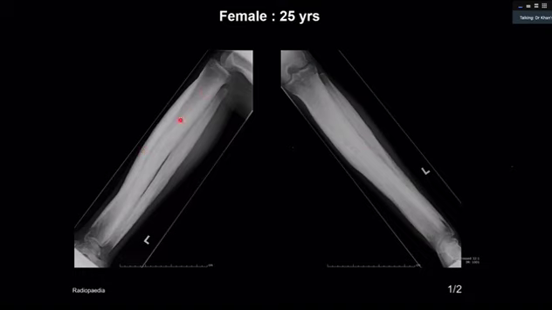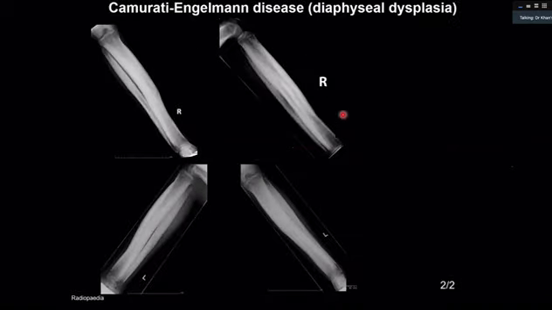just like the previous case, but it's more bilateral symmetrical. Same thing happening in tibia, same thing happening in fibula. And if you go to the other side, this is the right and this is the left, and you can see the same thing. This is for the differential of sclerotic bony dysplasia. And this is what we call Engelmann's disease, diaphyseal dysplasia. If you remember diaphyseal dysplasia, automatically it tells you what it is.